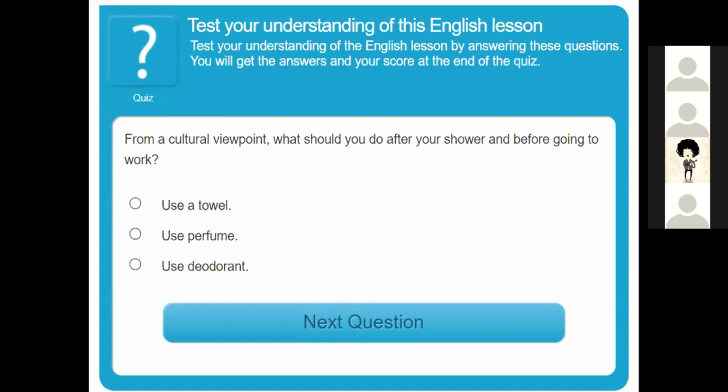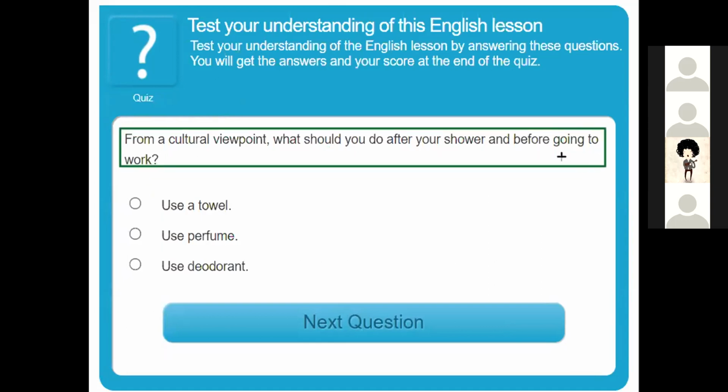Okay, let me see. Please, Nancy, can you help me reading the third question? From a cultural viewpoint, what should you do after you shower and before going to work? Just shower. Use a towel. Okay, let's analyze this question. From a cultural viewpoint, what should you do after your shower and before going to work?